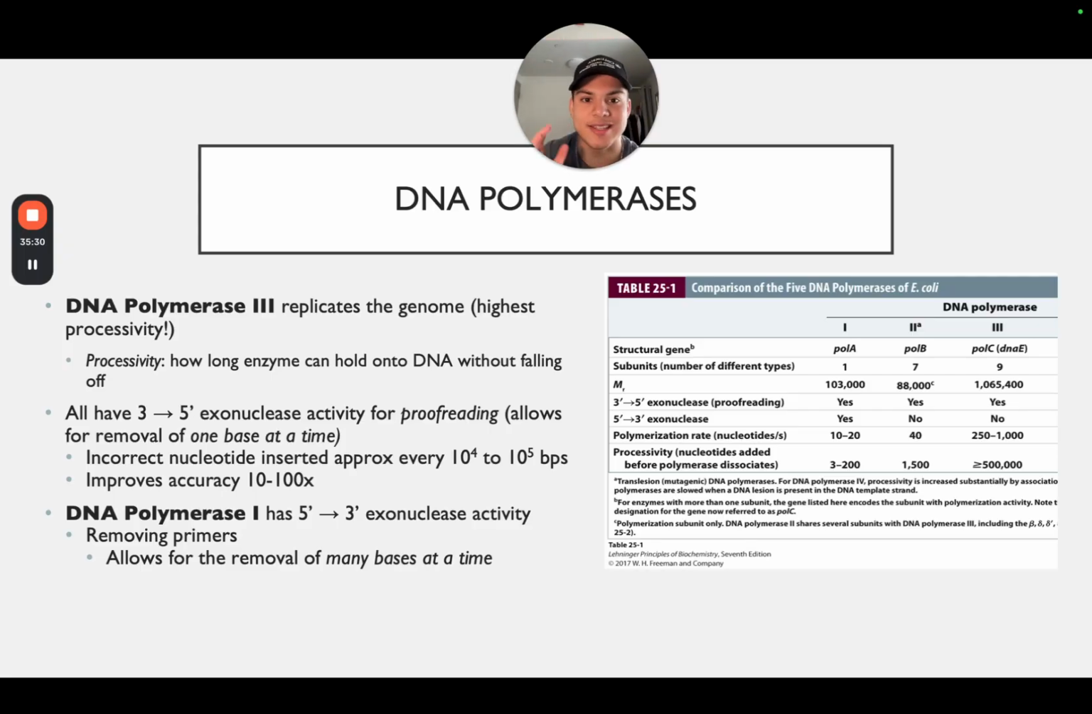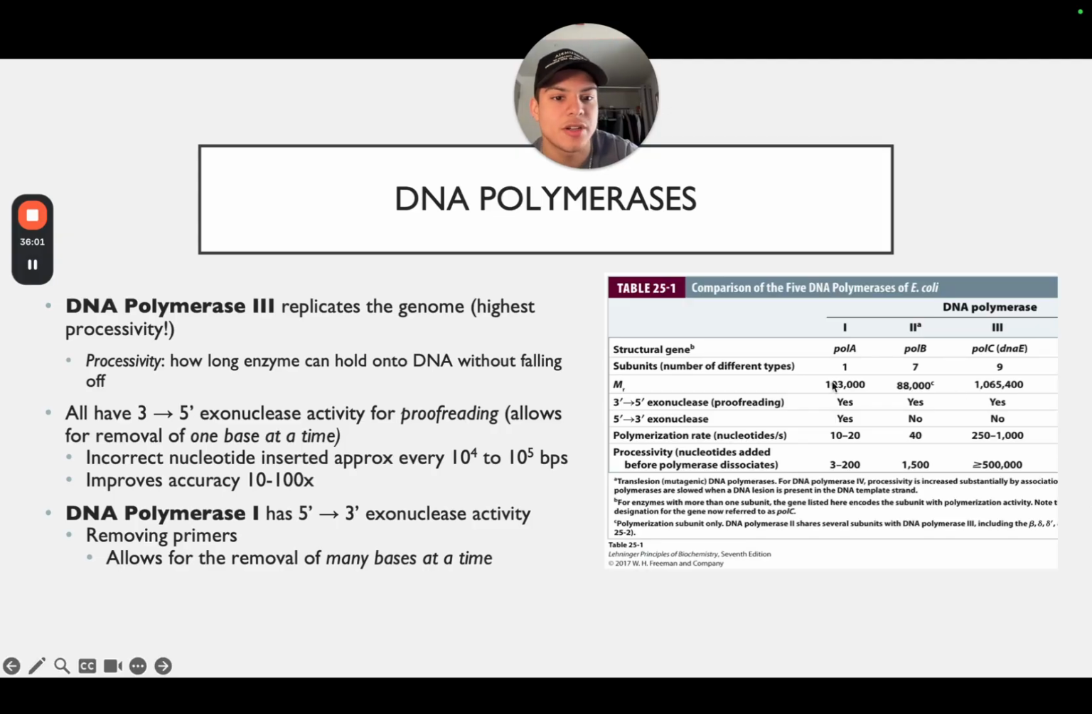And all this means is that the exonuclease activity will rip that base pair apart, correct it, and then reinsert the correct base, with the corrected DNA base pairs. And then DNA polymerase 1 has 5' to 3' exonuclease activity, and it removes the primers and allows for removal of many bases at a time. And so these are the two that you really have to know, DNA polymerase 3 and DNA polymerase 1.